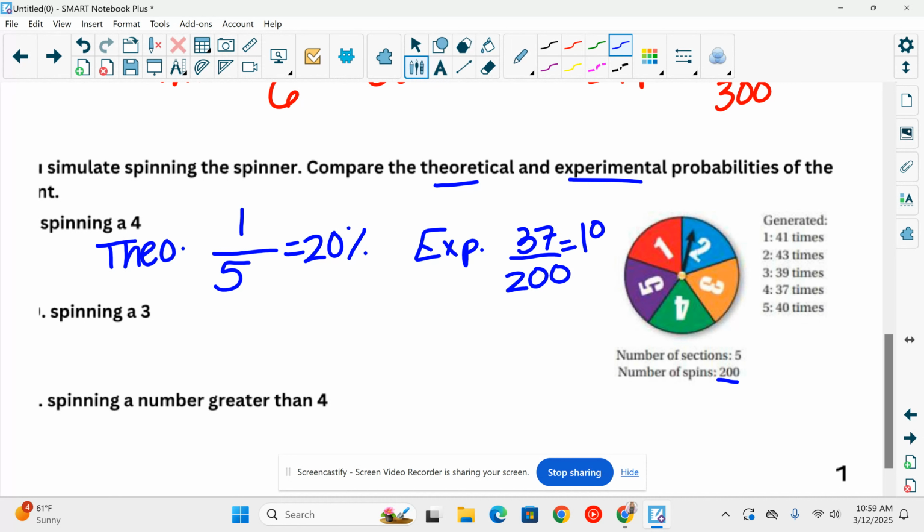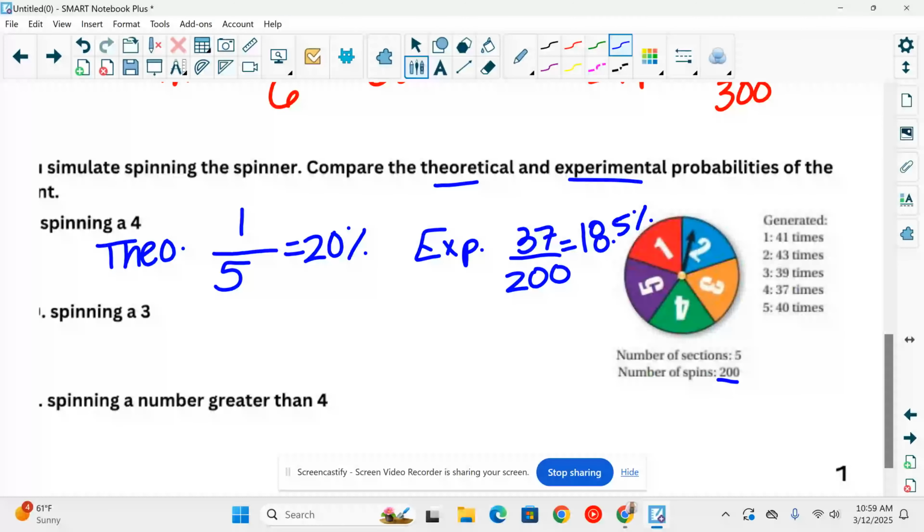Which gives me 18.5%, which is still pretty close. You could round it to 19%. Okay, so those are still pretty close.